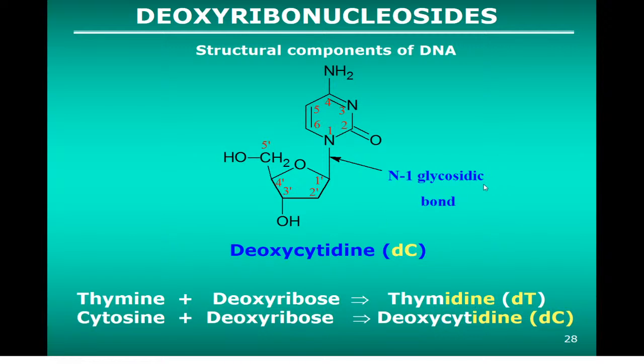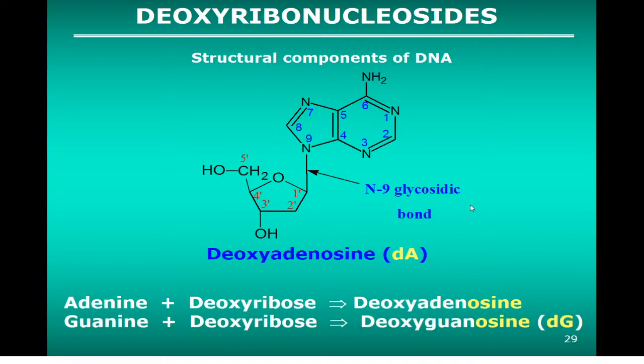And one glycosidic bond, the same nature as in RNA. And for DNA purine nitrogenous bases, they bond the same way as in RNA nucleosides. The suffix is still osine, with the prefix deoxy. Now here it is supposed to be dA, deoxyadenosine. Deoxyguanosine, dG, dA, N9 glycosidic bond.